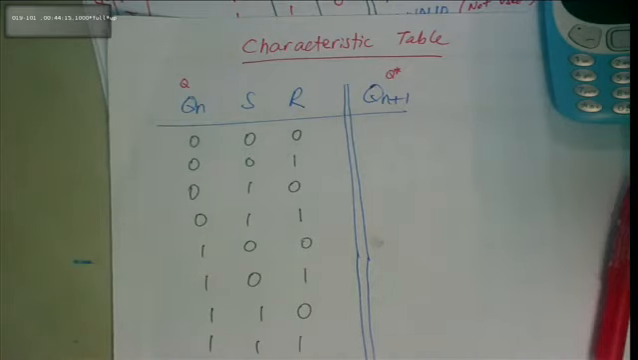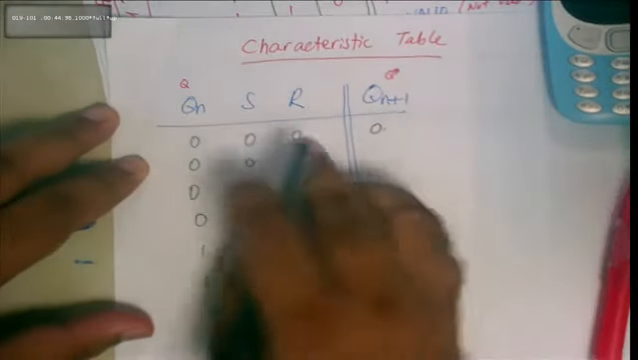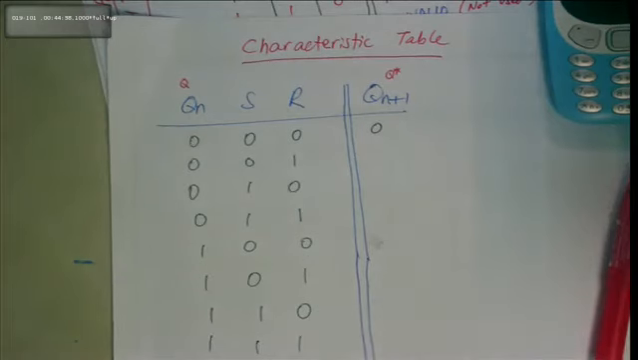If S is 0, R is 0, from the table on top, what can we say? If S is 0, R is 0, it's in memory mode. And what is Qn plus 1 equal to in the truth table? It's equal to Qn. What is Qn? Qn is 0. So S is 0, R is 0, it's going to give you memory. Memory is based on what? Qn plus 1 is equal to Qn. In this case, Qn is 0. So therefore, we write down 0.